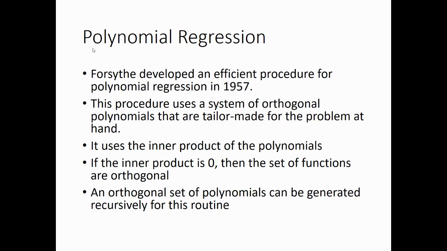Polynomial regression is a related idea. This was developed by Forsythe in 1957, and there's several pages of the text devoted to how this works. The math goes a bit beyond what we're attempting to do in this course. So basically just know that it uses a system of orthogonal polynomials that are tailor-made to the problem at hand and uses the inner product of the polynomials. If the inner product is 0, then the set of functions are orthogonal. And an orthogonal set of polynomials can be generated recursively for this routine.